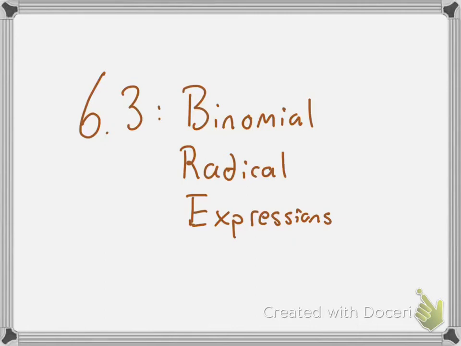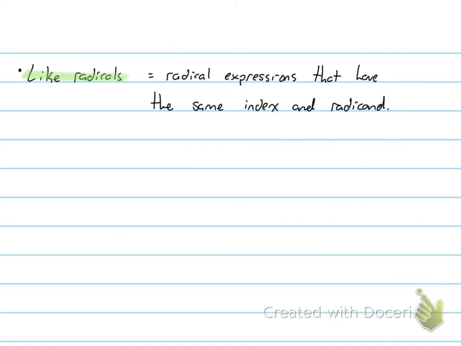In section 6.3, we're going to discuss binomial radical expressions. Just to start here, like radicals are radical expressions that have the same index and radicand. For example, if I had the square root of 2 plus 3 square root of 2, since these have the same radical of the square root of 2, I can combine these. So you have 1 square root of 2 plus 3 square root of 2 can combine to give me 4 square root of 2.